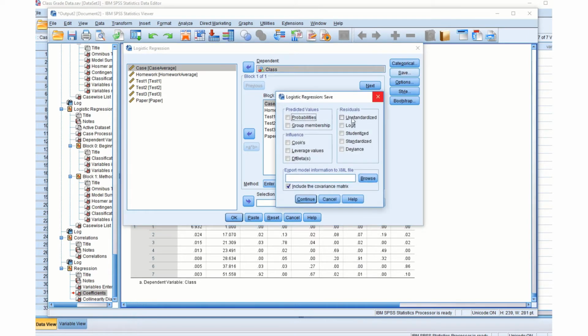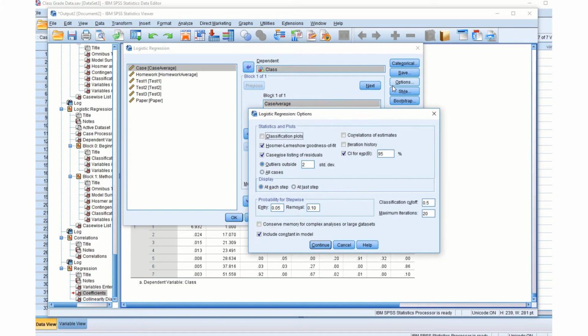Other things we can look at when we go to the save option: we may want to save probabilities and/or group membership. I'm going to click those so we can look at them. This is the predicted group that the model will say an individual should drop into, and the probability that that person would be in that group. So we're going to do that. We're going to do options.